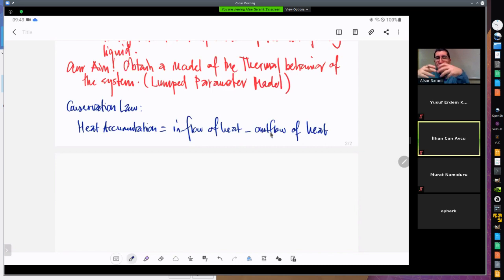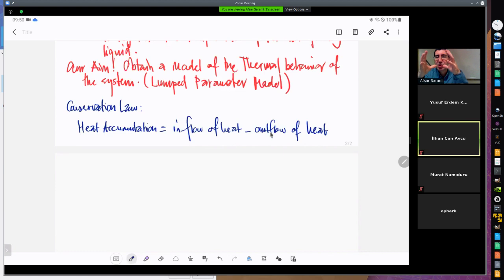So it's the heat flow rate. In that sense, this system behaves in a very similar way to a capacitor in an electrical circuit. If you have a capacitor with an inflow of current and an outflow of current, the charge accumulation will be equal to the difference of the inflow and outflow.